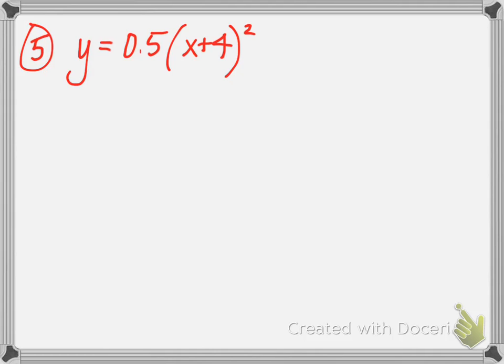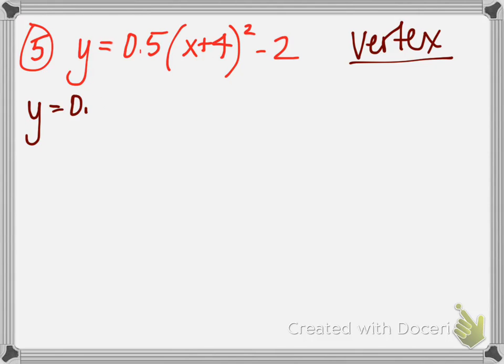All right, number 5. Y equals, oh yay, more decimals, 0.5. I don't know why there's a parenthesis there. Hopefully there's not one in yours. I think I actually made that correction. Just kidding. 0.5 times x plus 4 squared minus 2. So here we go again. We are indeed in vertex form. Going to go to general. So let's expand that.